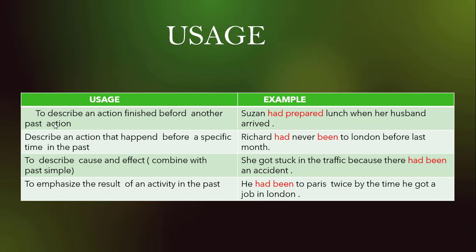So here for the usage of past perfect, we use it first to describe an action finished before another past action, second to describe an action that happened before a specific time in the past, third to describe cause and effect combined with past simple, and fourth to emphasize the result of an activity in the past.